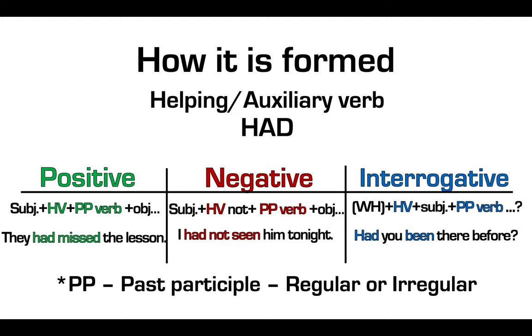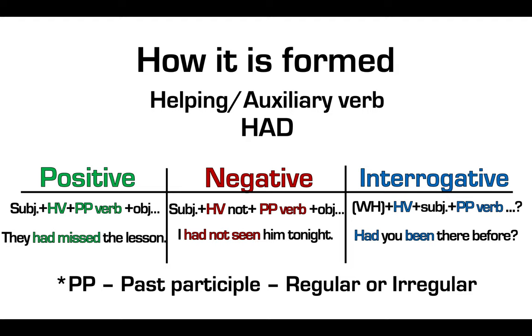For a negative sentence, we need the subject plus the helping verb plus not, plus the past participle, and then the object, and then the time expression if you have it. I had not seen him tonight. So we have had as a helping verb, plus not, and then seen is the past participle of the verb to see. Be careful here, because it's an irregular verb. So it's not saw, it's seen, past participle.